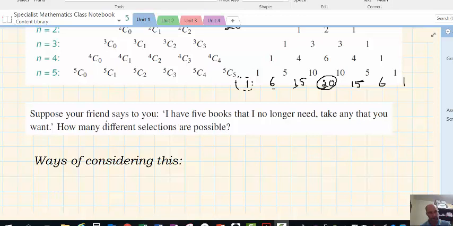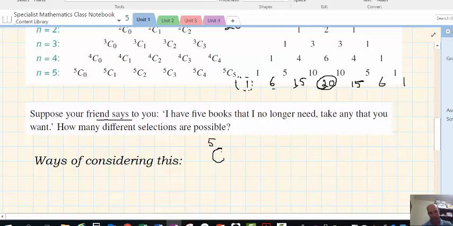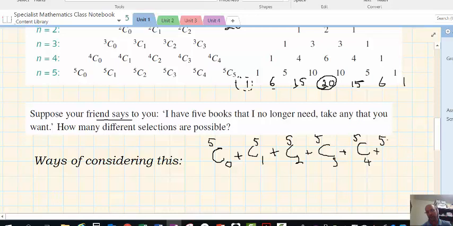Suppose we've got a friend, and the friend says to you, I have 5 books I no longer need, take any that you want. And you've got to work out how many different selections are possible. We can use Pascal's rule for this. You're thinking, I could choose 0 books out of 5, which is 5C0, and then it moves up to 5C1. I could choose 2 from 5, another way of saying from 5 I could choose 2 at a time. So these are all nCr's, they're selections, aren't they? And we can take that up to its highest value. I think I've got all of those there, and that equals 32.